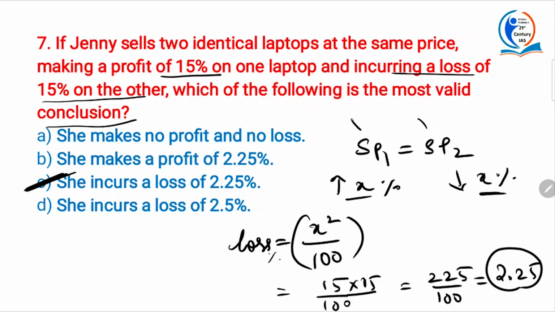See, she makes no profit and no loss. This is gone. Profit is gone in the first instance only. Now if you get confused, you will get confused between these two. However, 225 by 100 is 2.25. You will be sure about it, then you will mark C. In the hurry, do not make mistakes. Because 2.25 is given in option B, you will mark this one. Please don't make such mistakes. Whatever you're getting here, that much percentage is the loss.